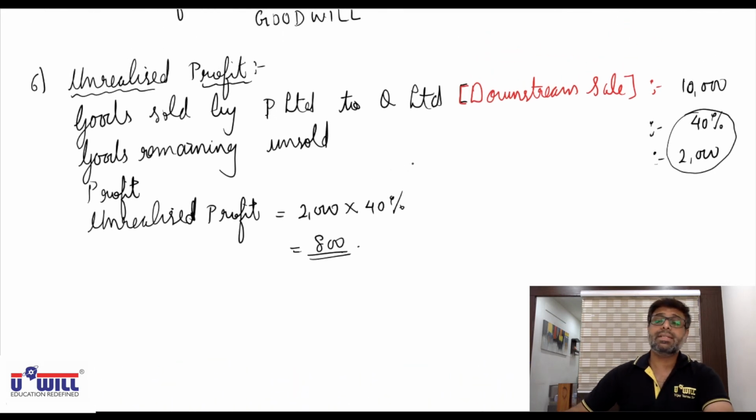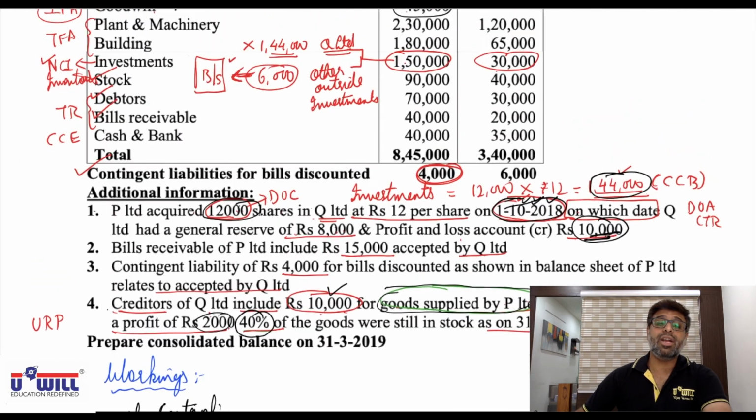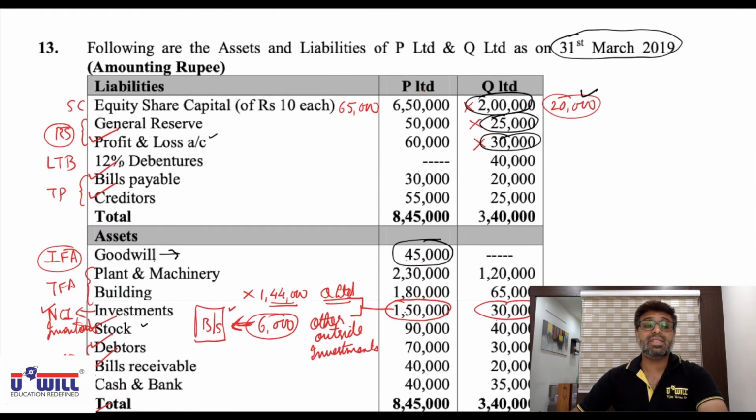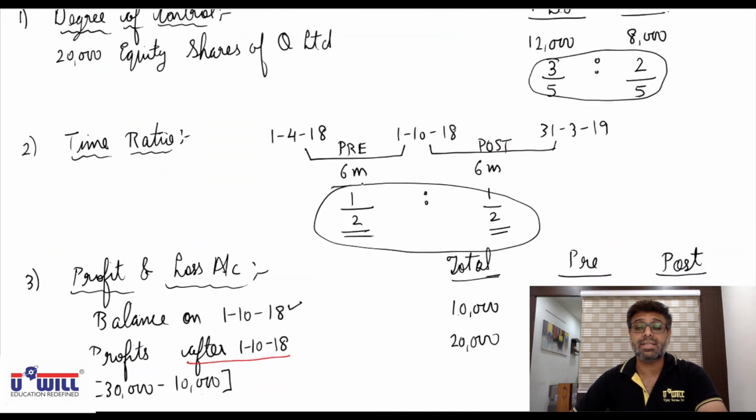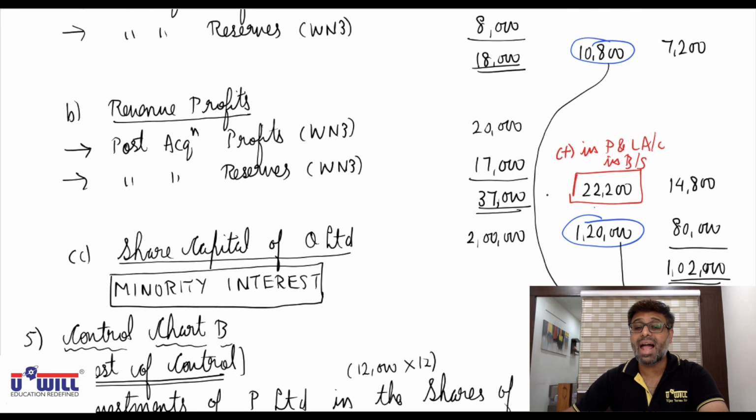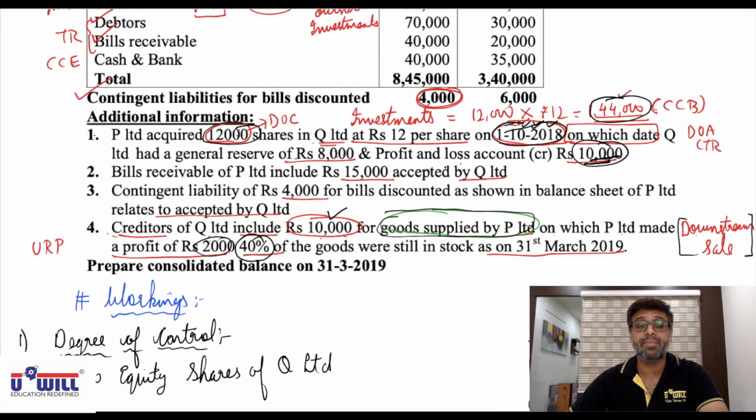Now, since it is a downstream sale, the entire 800 we will minus from the P&L account in the consolidated balance sheet, and we will minus it from stock in current assets. That's why we have already put a tick over here: minus from P&L account and minus from stock. Now see this, from the P&L account we have to minus this 800 unrealized profit, and we have to add this 22,200, the amount of H Limited in control chart A.